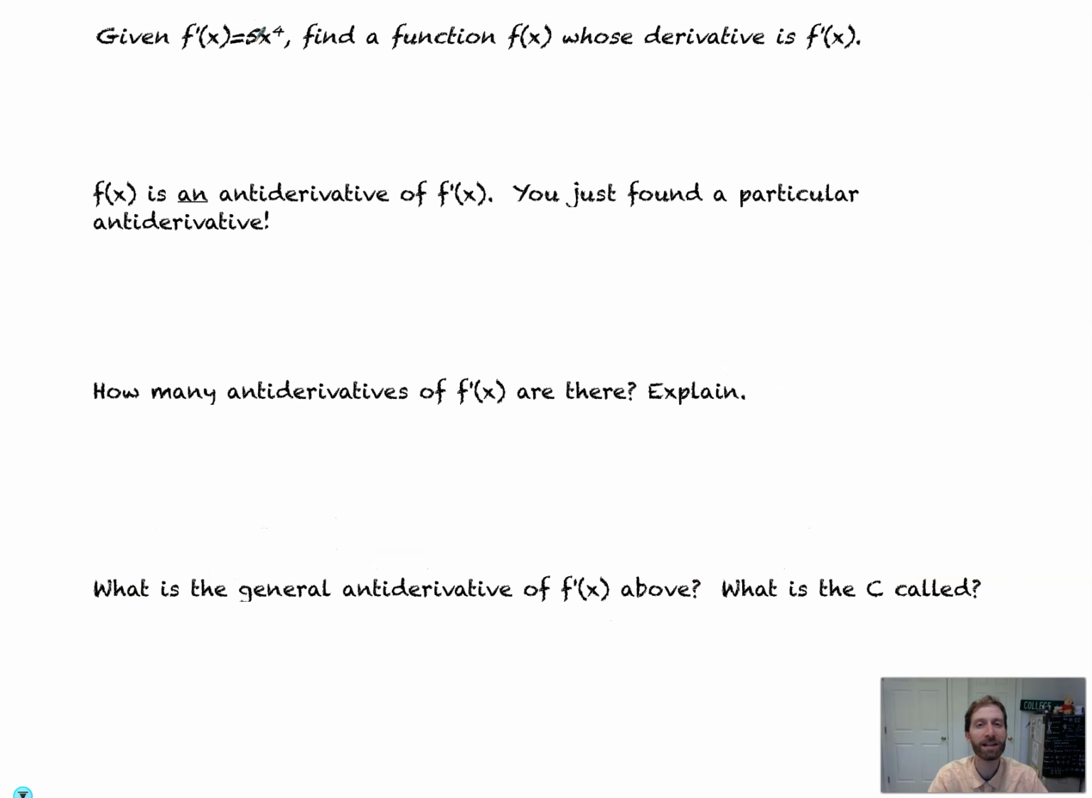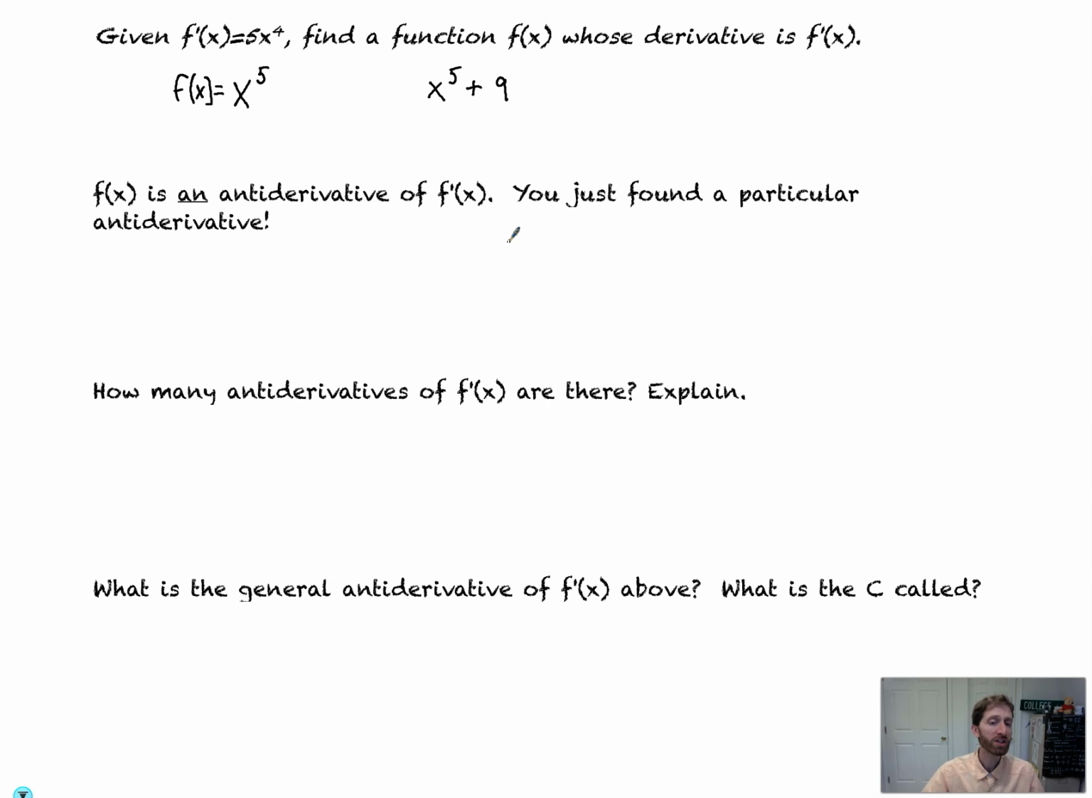Given f prime of x equals 5x to the fourth, find a function f of x whose derivative is f prime. So we're basically saying the derivative of what gives me 5x to the fourth? Well, if I took the derivative of x to the fifth, the derivative of that would be 5x to the fourth. So that is one value for f of x that would work. You could also technically do x to the fifth plus any constant, like plus 9, because the derivative of any constant goes to 0. So what those are called are particular antiderivatives.